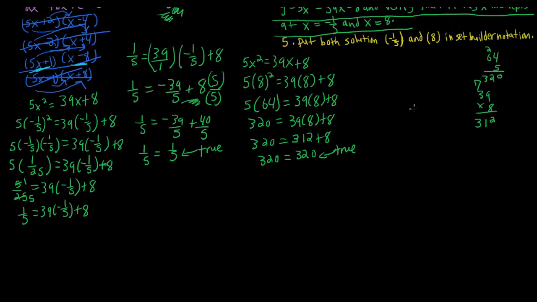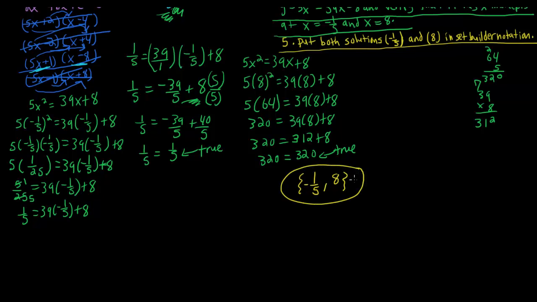And then for step 5, we just want to go ahead and put both solutions in set builder notation. So you start with your negative 1/5 in the curly brackets and 8. Close it with a curly bracket, and negative 1/5 and 8 is your solution.